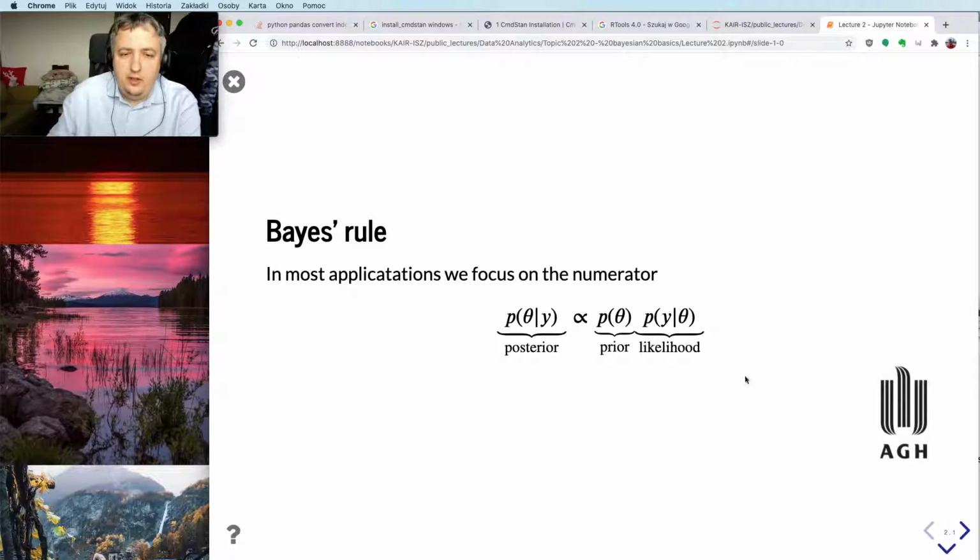So we have prior knowledge about a phenomenon, or usually a parameter or vector of parameters called theta. We have data which represents how well our model, our theta, fits the measurements of y.